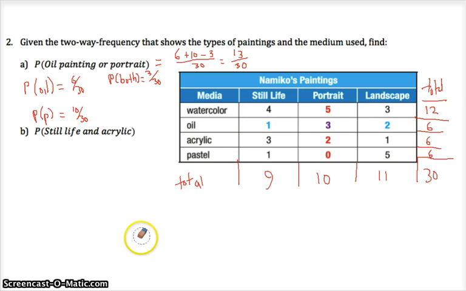Probability of still life and acrylic. Well, still life and acrylic is just in one place. Still life and acrylic, we're good at reading these out of the table by now. To be both, it just has to be one of those. So that's just 1/10 after you reduce it.